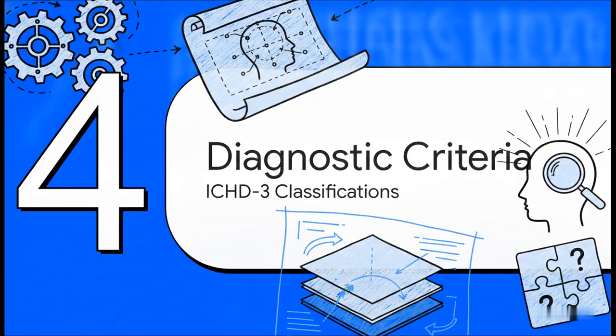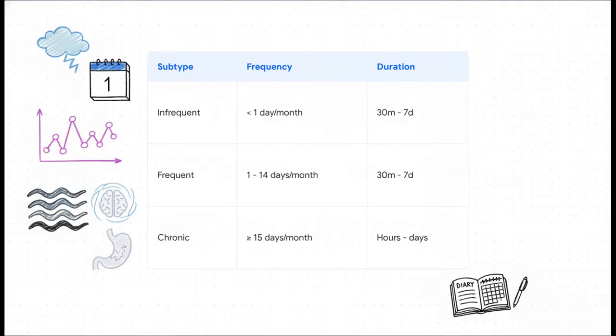ICHD-3 diagnostic criteria. With the mechanics understood, let's pull out the official blueprint we use in practice. We categorize the disorder based strictly on frequency, and this is vital because it directly dictates your treatment strategy. Infrequent episodic means less than 1 day a month. Honestly, most of these patients never even make it to your clinic. Frequent episodic is 1 to 14 days a month, and chronic, that's 15 or more days a month.